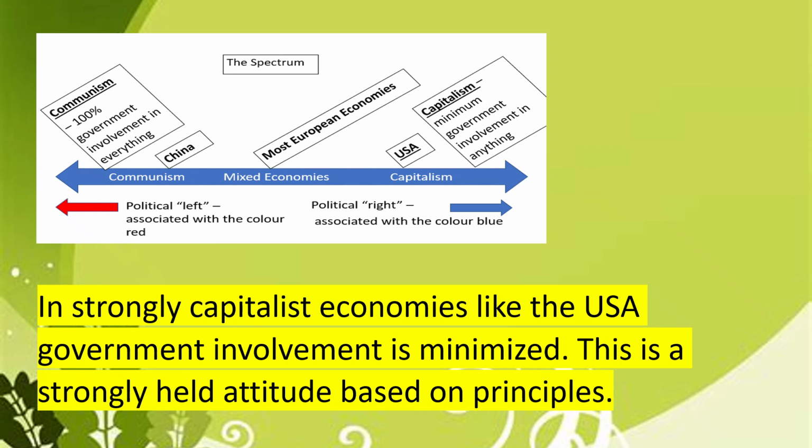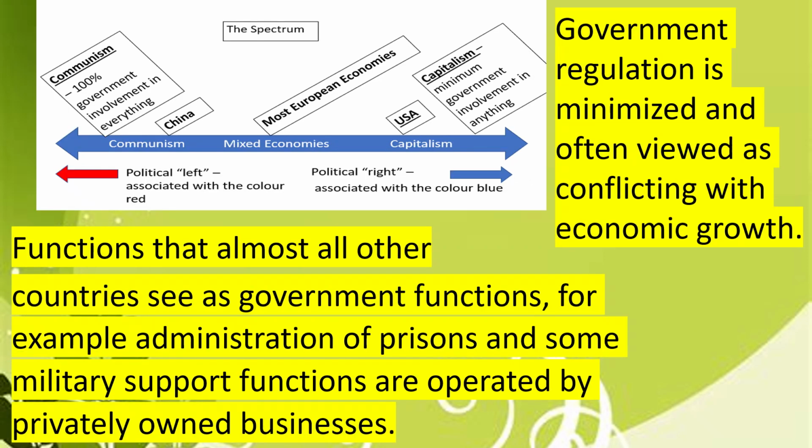In strongly capitalist economies like the USA, government involvement is minimalized, made as small as possible. And again, this is a strongly held attitude based on principles. Government regulation is minimized and is often viewed as conflicting with economic growth. Functions that almost all other countries see as government functions, for example, administration of prisons and some military support functions, are operated as privately owned businesses.